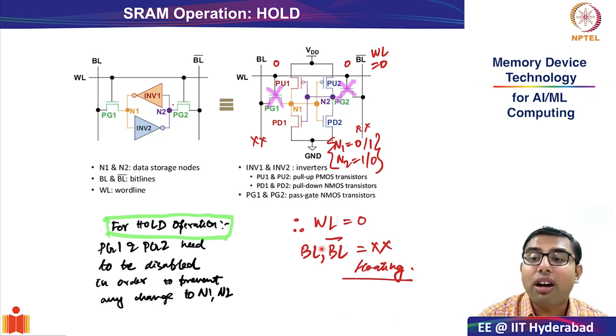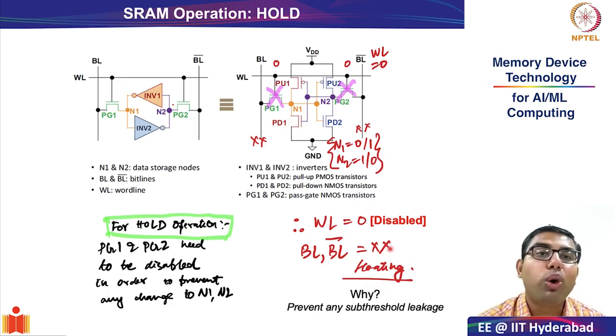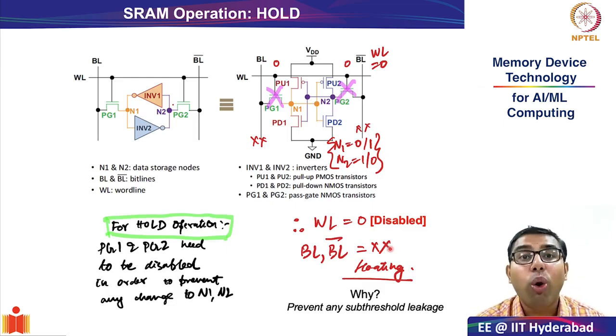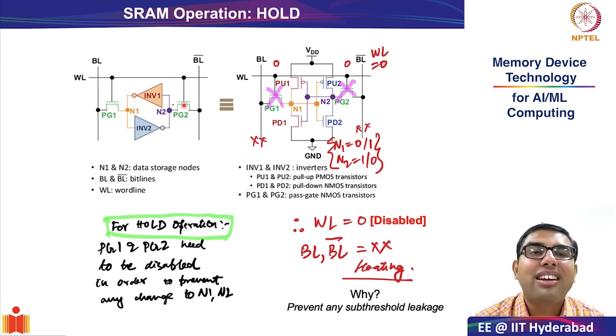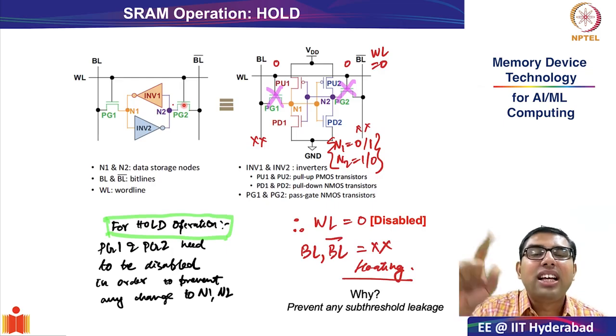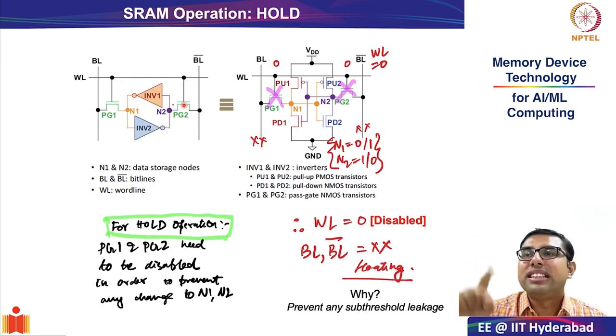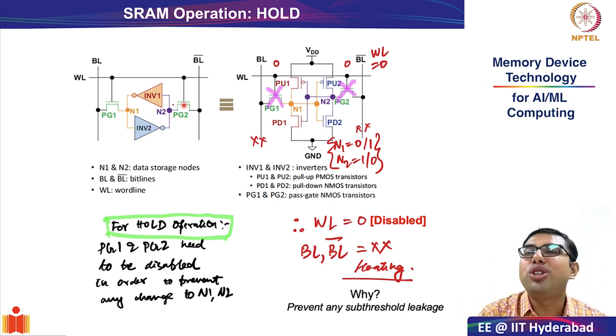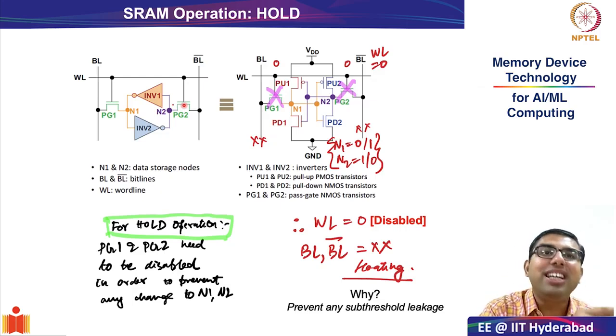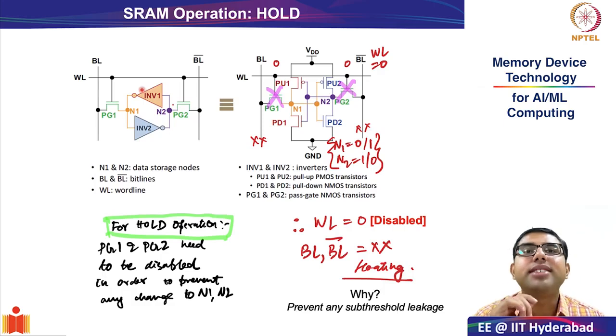So you may ask, what is the rationale of keeping things in floating condition? And if you know a little bit of transistor physics, you will appreciate, although transistor PG1 and PG2 is off, real life transistors do not go to absolute zero current in their off state. They have a sub-threshold leakage. Sub-threshold leakage means for VG less than VTH, current does not become zero. It exponentially becomes lower for smaller VG less than VTH. Okay, so always there is a finite leakage current which flows through these transistors.